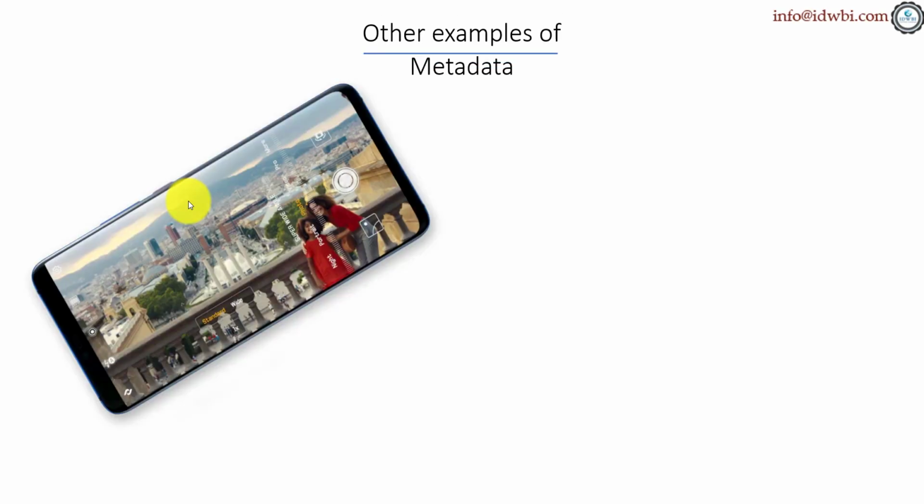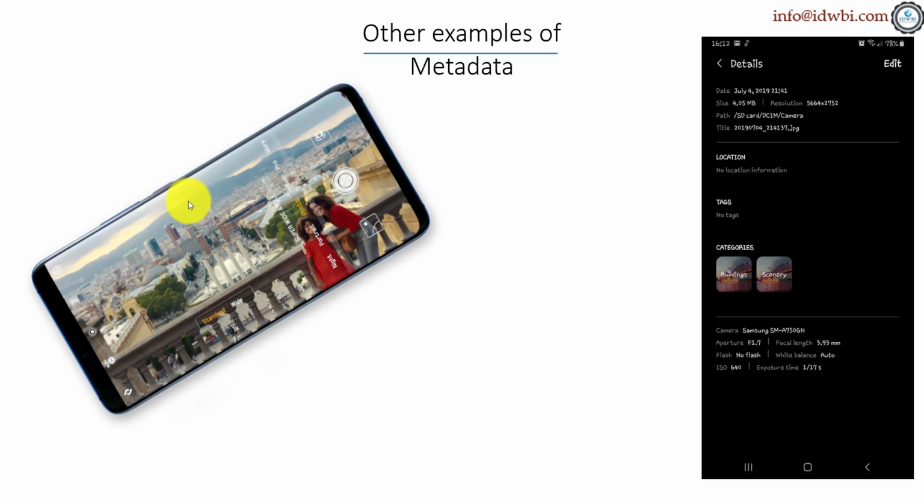Let's look at some examples here. We take pictures every day on our mobile, and you can see that for every picture, there is metadata. It shows you the date on which the picture was taken, the size of the picture, the resolution, where it is stored, and what the default title is. It is taken as the date and timestamp, along with some number.